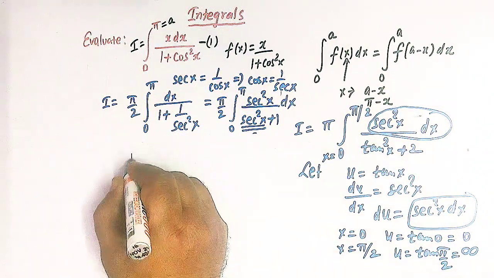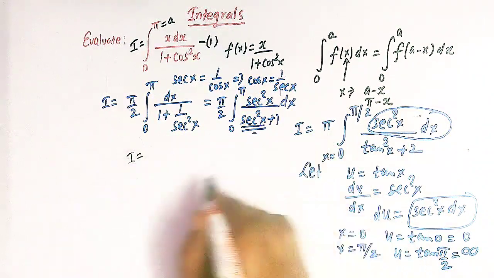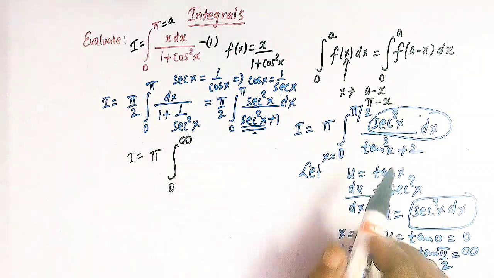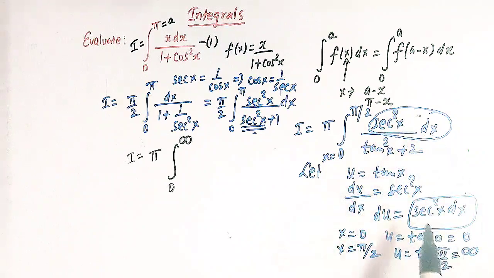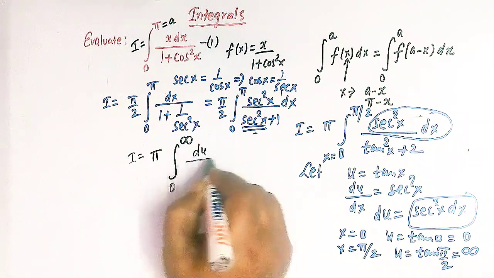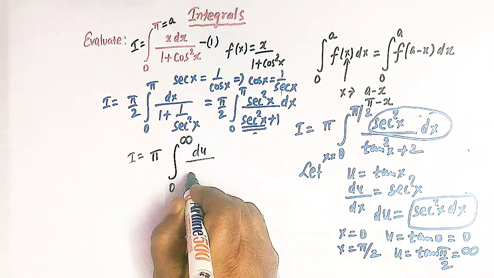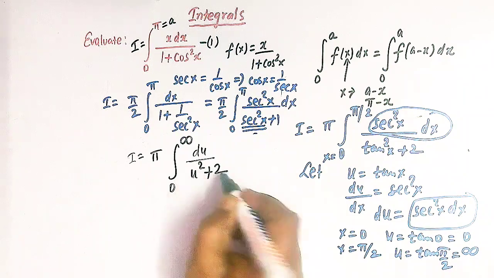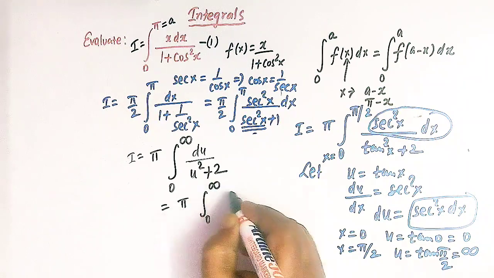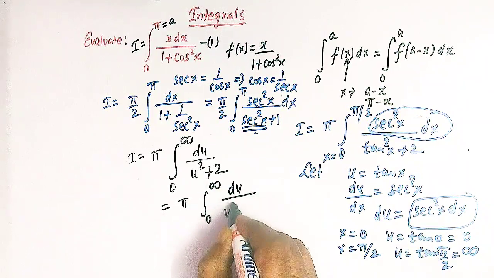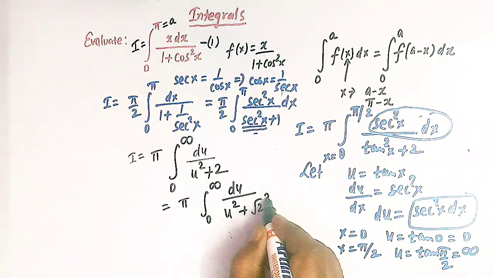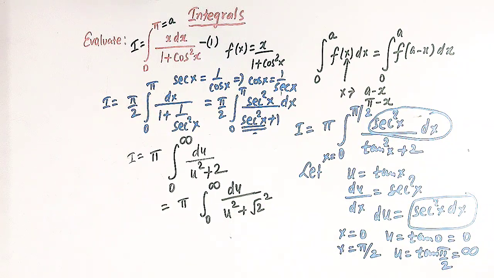So now we have I is equal to pi, and we have 0 to infinity. Here secant square x dx can be written as du, and in the denominator we have u square plus 2, right? So this is pi, here we have 0 to infinity du over u square plus 2, and this u square plus 2 can be written as u square plus the square of square root of 2, right?